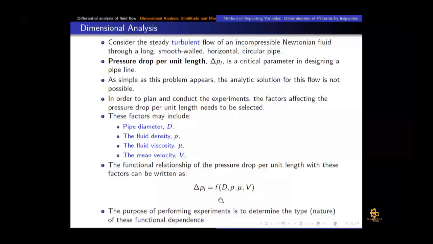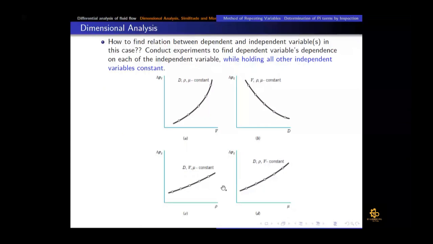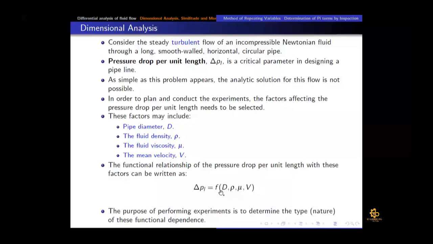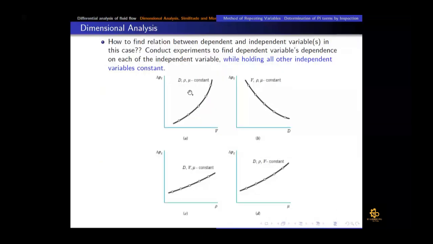Now the first way of doing this is that because we have got four independent variables, we need to conduct four types of experiments. In one we have got delta p as a function of velocity, then diameter, then rho and mu, and all other three are kept constant respectively. But it doesn't tell you much about the whole phenomenon, because it tells you the individual dependence, but it doesn't tell you the combined effect.